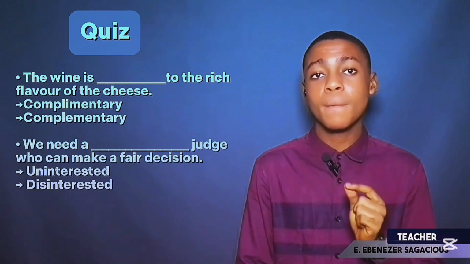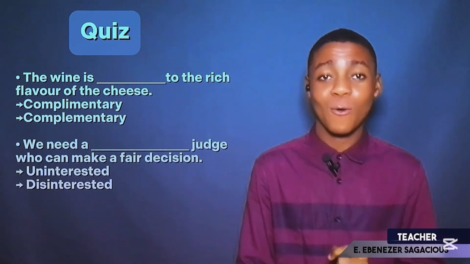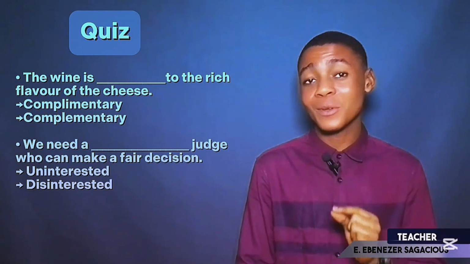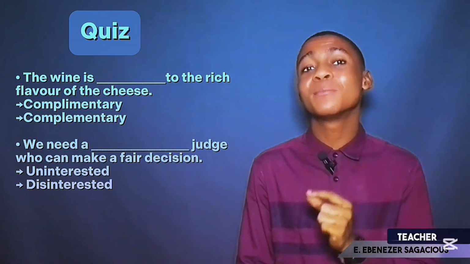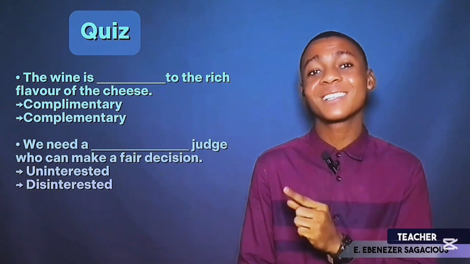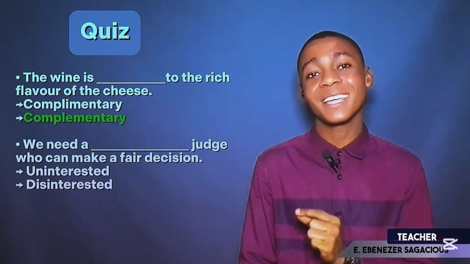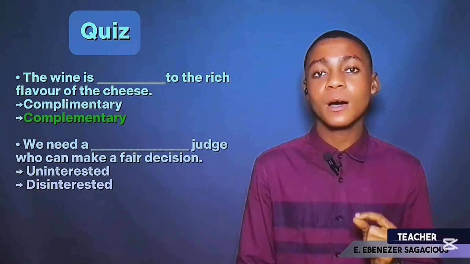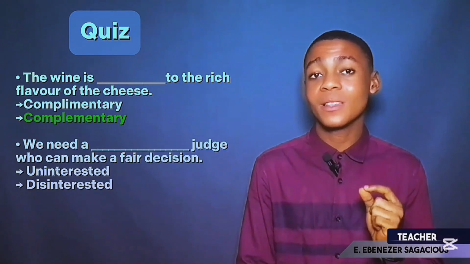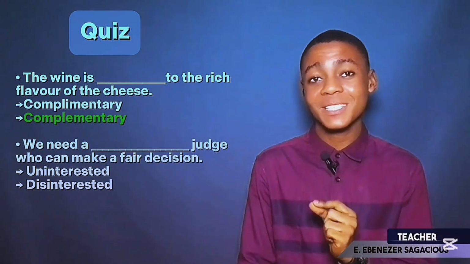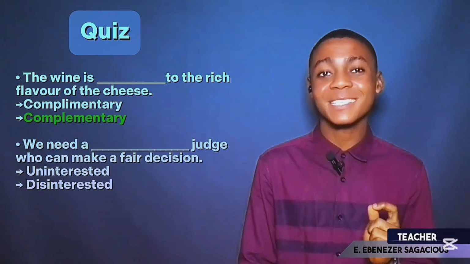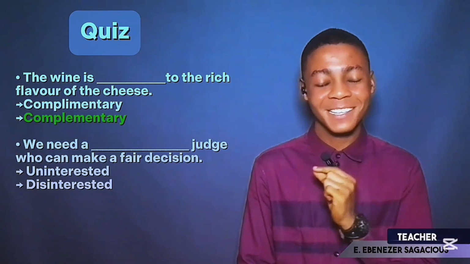Let's take a quick quiz. Ensure to share your answer in the comment section. Number one, the wine is blank to the rich flavor of the cheese. Is it complementary with an I or complementary with an E? The answer is complementary with letter E. Number two, we need a judge who can make fair decision. Is it uninterested or disinterested? The answer is disinterested.